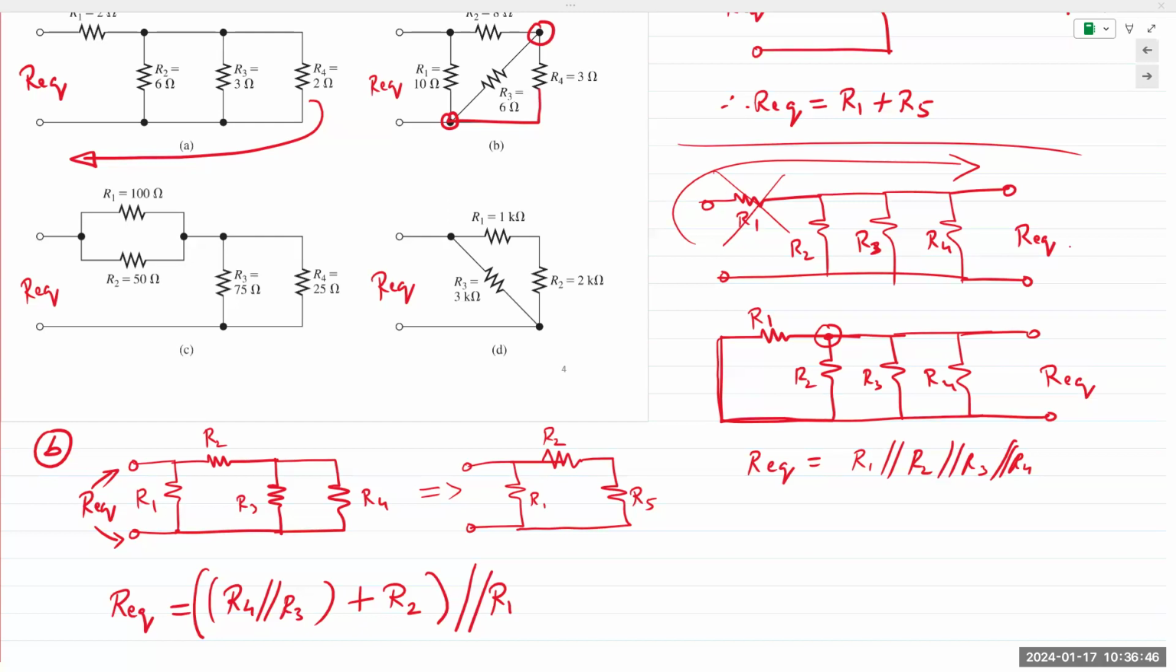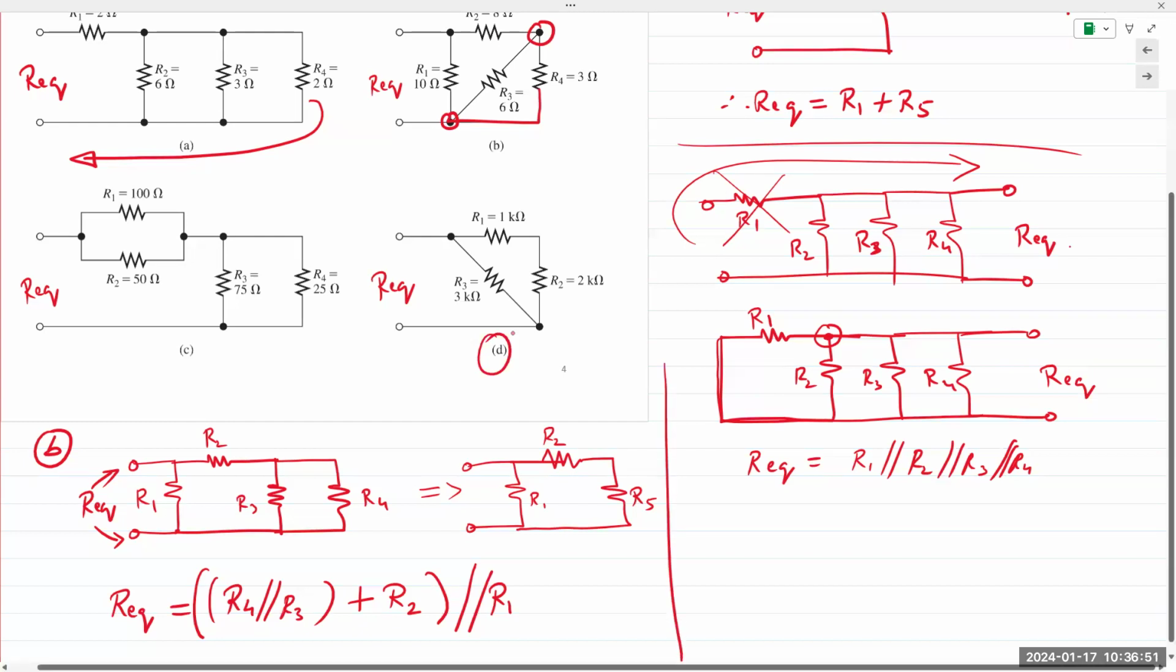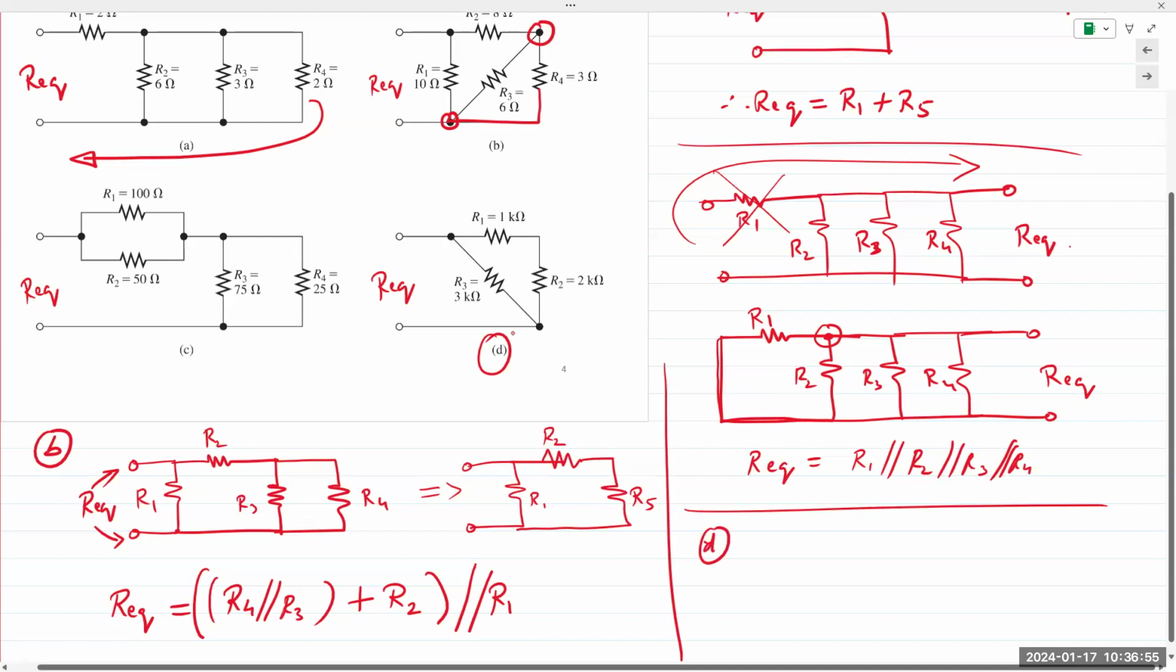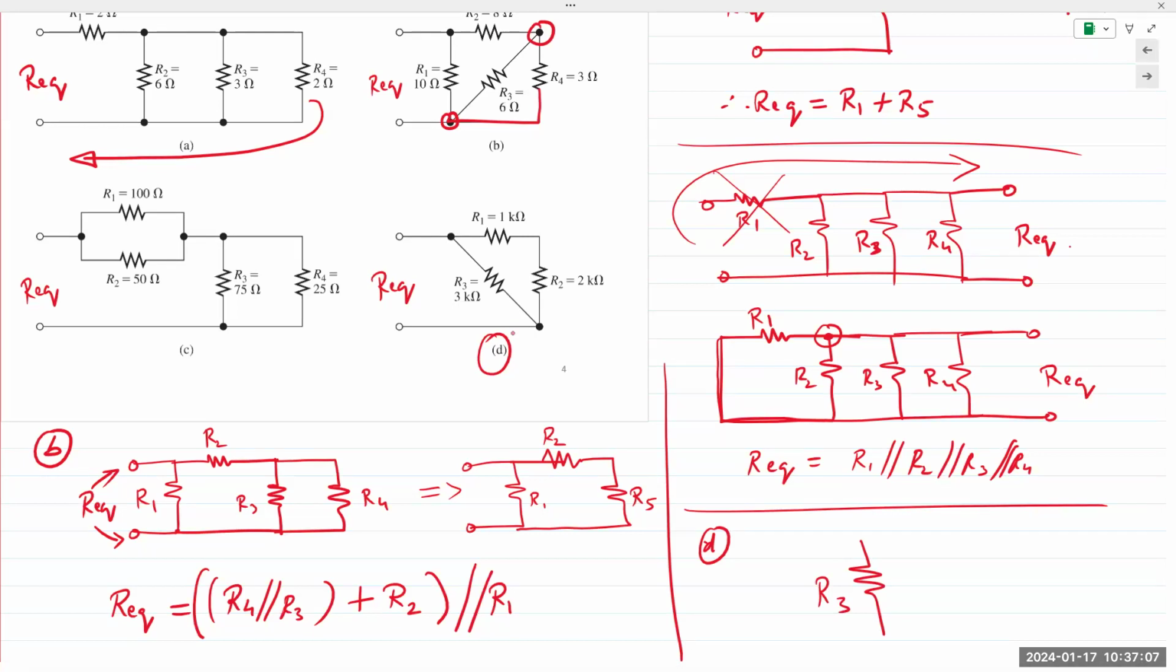Same thing with D. You have a resistor R3 kind of drawn diagonally. I'm going to draw it vertically. And this time I'm going to stretch it towards the left like this. If I stretch it towards the left, I get R3 as vertical. And then after that, it's straightforward.